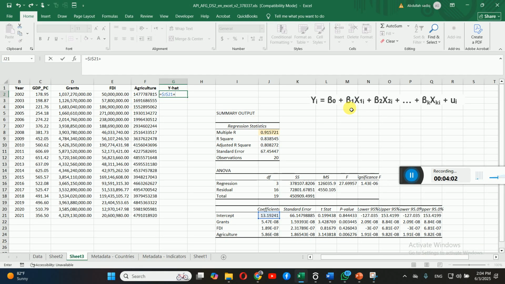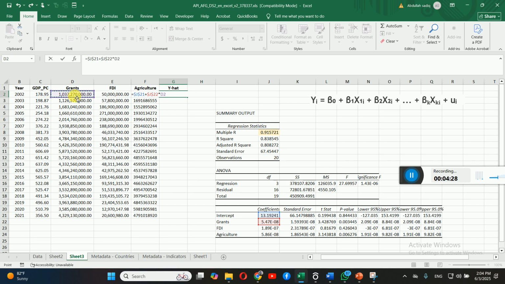And where is beta 1? Okay, beta 1 is just the coefficient of x1. So x1 in our example, that is grants. So this is the coefficient of grant, right? Simply click on this value, right? And press F4, right? Because we just stick to this reference cell. And then the beta 1 should be multiplied by x. So you should multiply with the x value. And the x here is the grants value, right?